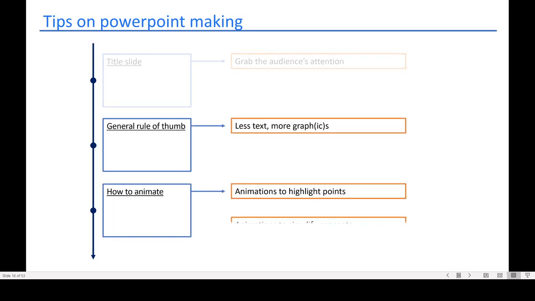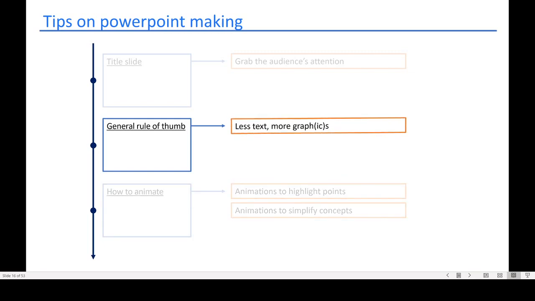So let's get to the animations part. I think when used right, they can really help you to highlight different points and even simplify complex concepts for the audience. And even if you don't want to use any animations, I'm a firm believer that the fewer words you have on the slide, the better your slide is. And I think this is the biggest takeaway from my presentation today.